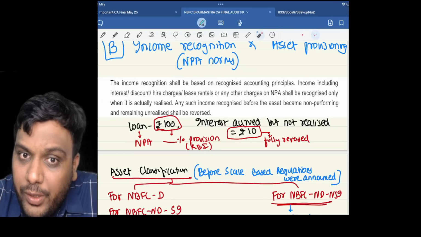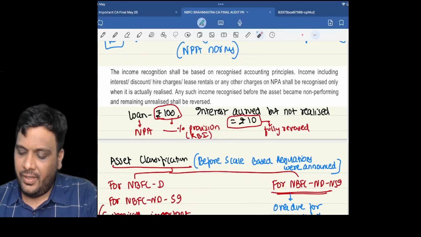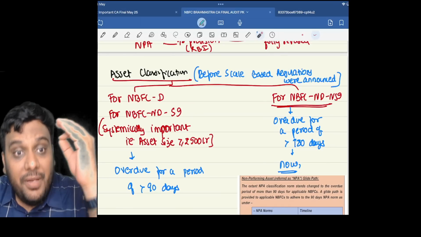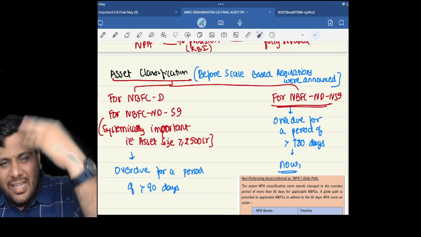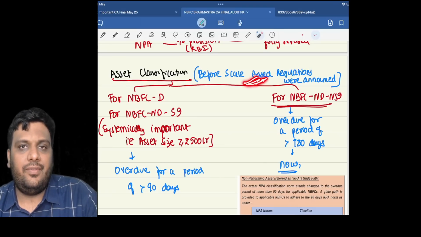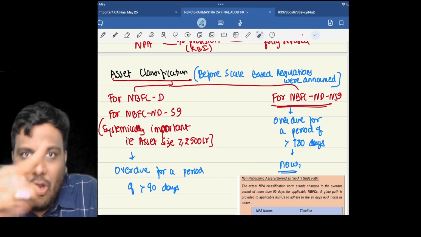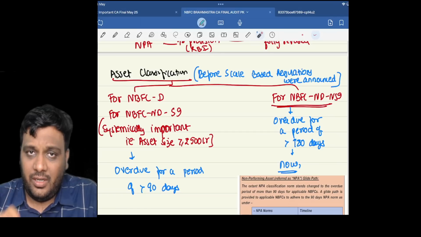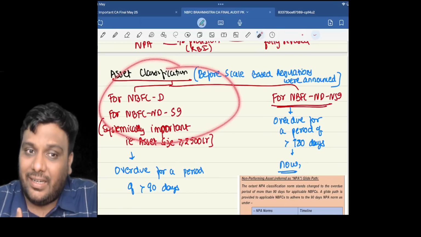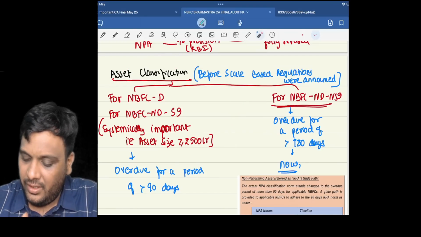Everyone, please be super careful. Asset classification. Now listen to me. Before the layers, base layer, middle layer, upper layer, were announced, before scale-based regulations, these NPA norms for asset classification were applicable in this manner. Sir, why is this knowledge necessary? Please understand, truly it is necessary.